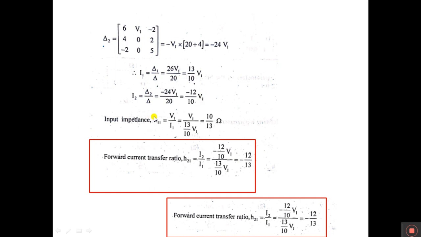Now input impedance H11 is V1 by I1. So here the relation between I1 and V1. So V1 by I1 equals 10 by 13. This is the input impedance equation. Then the H21 equation is I2 by I1. I2 is here, I1 is here. Apply that value: minus 12 by 10 V1 divided by 13 by 10 V1. We will get minus 12 by 13. These both are same actually. Next one.